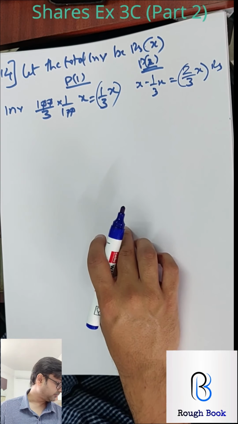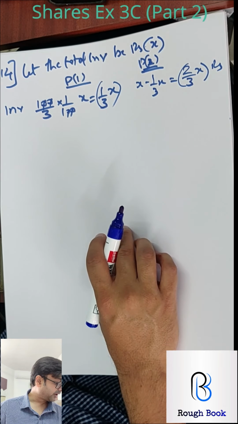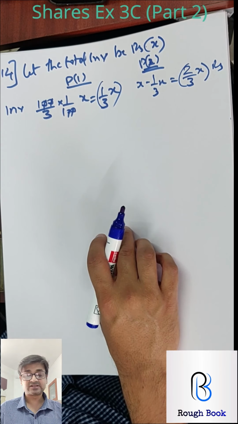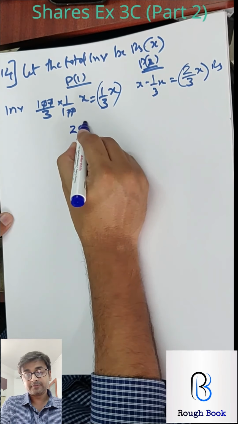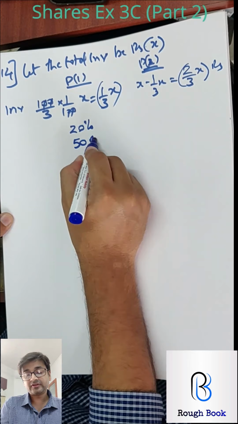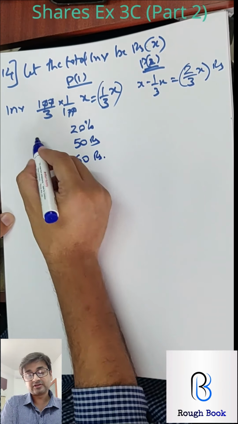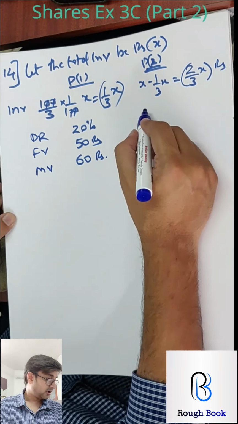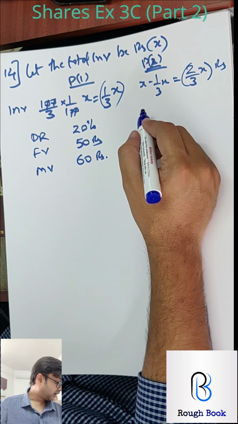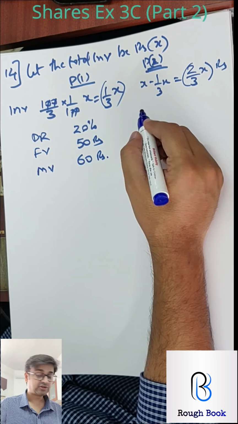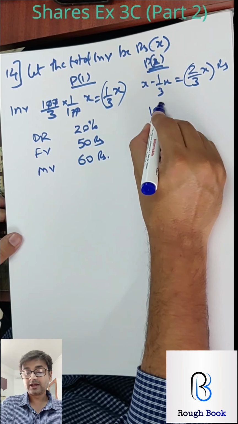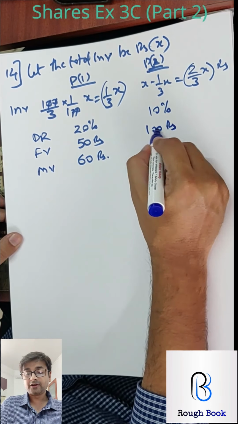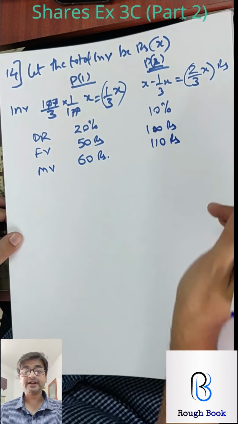Come on, read the question. So they say 20%, 50 rupees, quoted at 60. So this is your dividend rate, face value, market value. What about the second part? 10%, 100 rupees, quoted at 110.